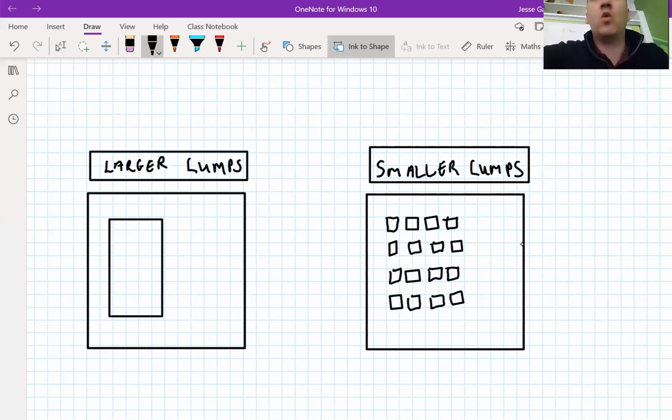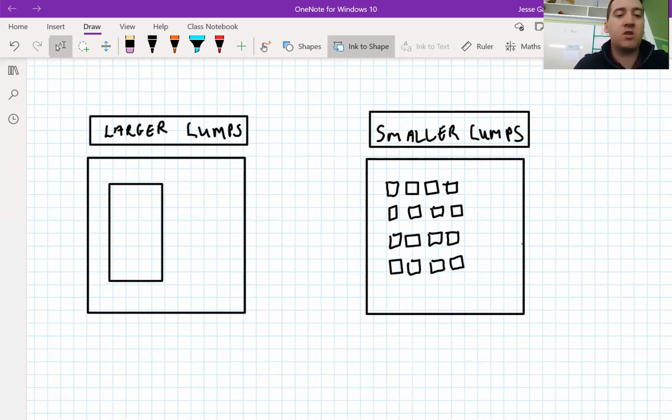Okay, so the one large lump has a smaller, what we call a smaller surface area, okay, than the small lumps combined. In other words, the large lump has less surface exposed than the smaller lumps. The smaller lumps have a greater surface area because more of the surface is exposed.